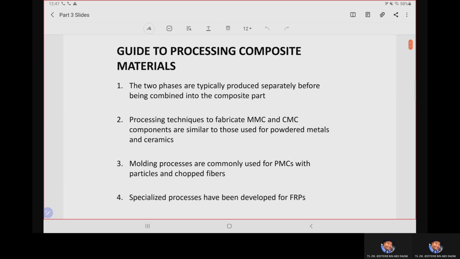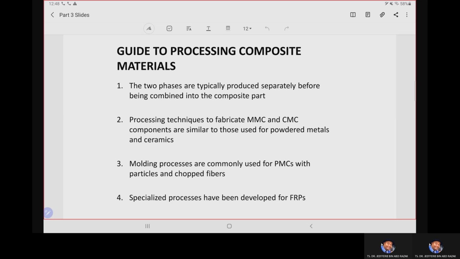Before we proceed further, here are some of the basic guide about the processing of composite material. As a rule of thumb, before we combine the material for producing the composite, the materials are typically produced separately before being combined into composite. Meaning to say, we make the fiber first, or we make the particle first, and we make the matrix at the other side. Only then we can combine both of these phases into composite material.